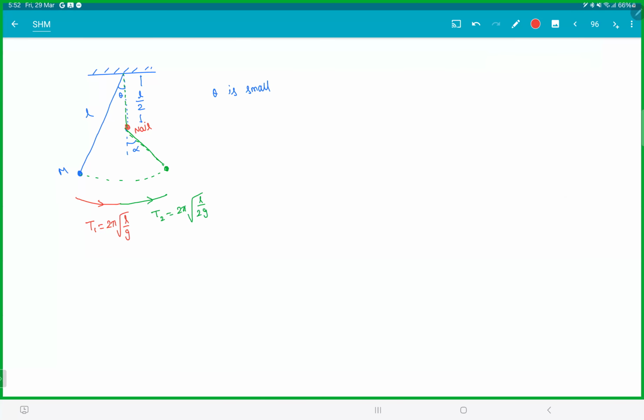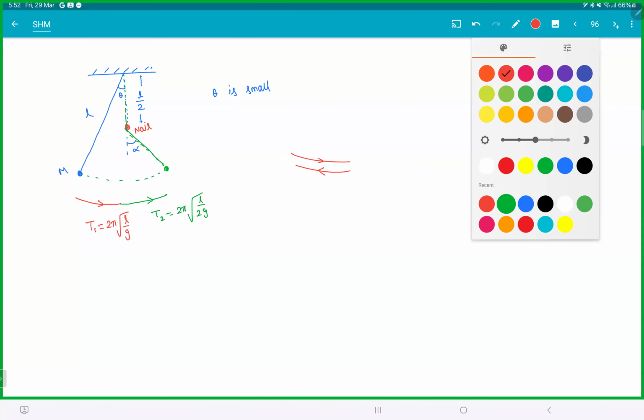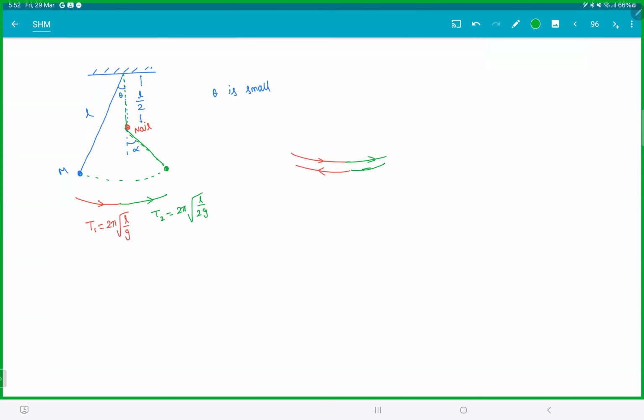And when you're oscillating here, you're actually doing half of this red one and half of the green one. So the total time period will be T1 by 2 plus T2 by 2. This is a very good mains level question, right? Not tough, but yeah, should know. So half of that and half of this. Theta will not come, time periods never depend on theta.